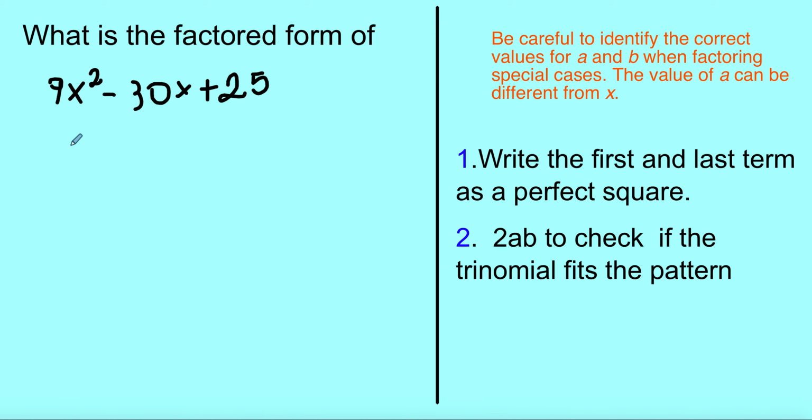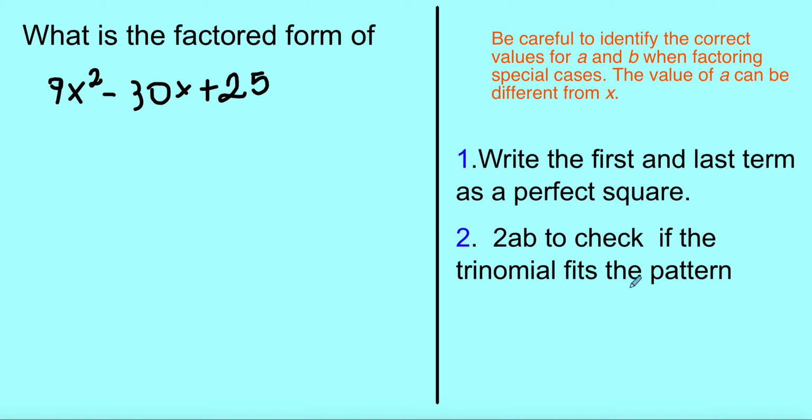9x squared minus 30x plus 25. Now, you have to be careful to identify the correct values for a and b when factoring special cases. The value of a can be different from x. First step, write the first and last term as perfect squares. Second step, 2ab, to check if the trinomial fits the pattern.